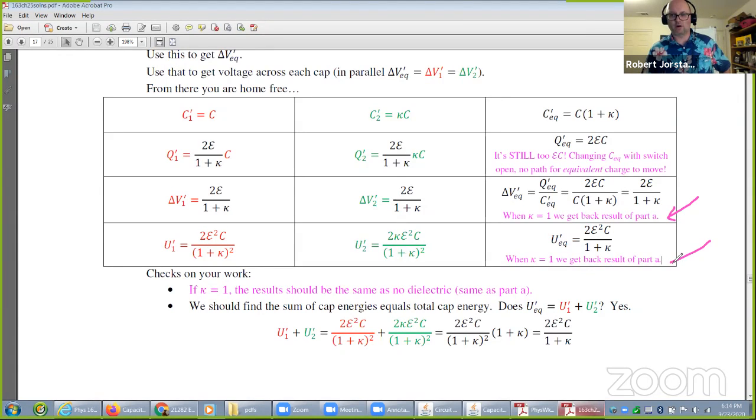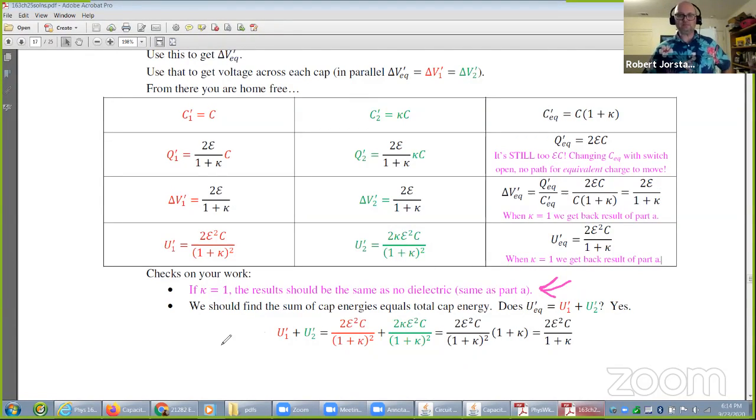This is a way to check your work. If you set kappa to 1, that's like no dielectric at all, right? Kind of what Travis was asking about. So kappa we expect to be bigger than 1, but if you set it back to 1, notice we get a 2 here, this cancels that, and you get the same result, E squared C for the energy, or E for the voltage, right? Or 2C. This would be 2C if you set kappa to 1. So that's a way you could check your work. You basically set kappa back to 1. That's what this is saying.